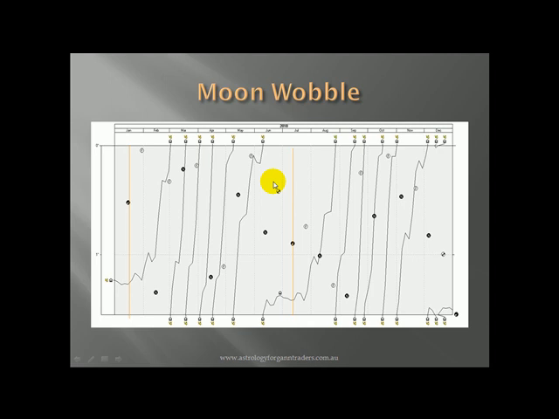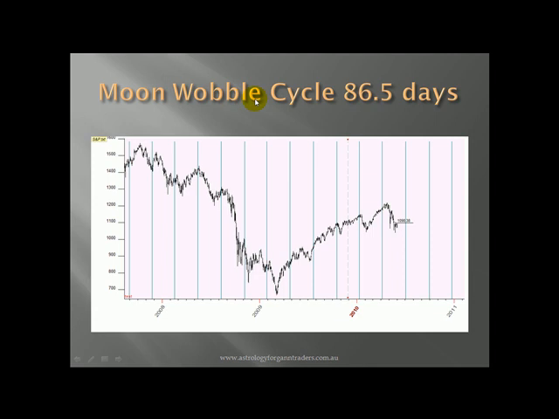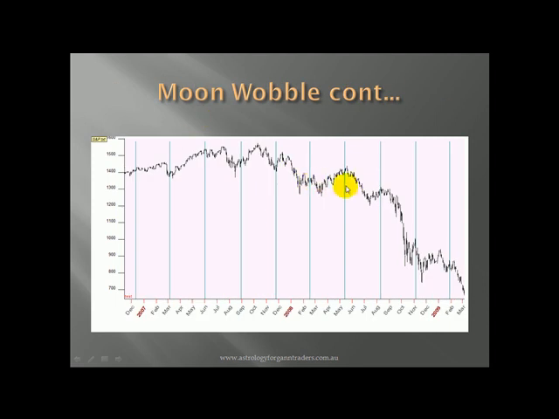Basically, it's all gravity. So I thought you'd be interested in this cycle. This cycle is obviously related to eclipses as well, which I won't be focusing on in this presentation, but I will in the future. The moon wobble cycle is 86.5 days, and what I've done here is plotted this cycle on the S&P. You can see a lot of the turns happen every 86.5 days, which is less than 4 days short of the 90-day cycle of the square. And here again it continues with this cycle.